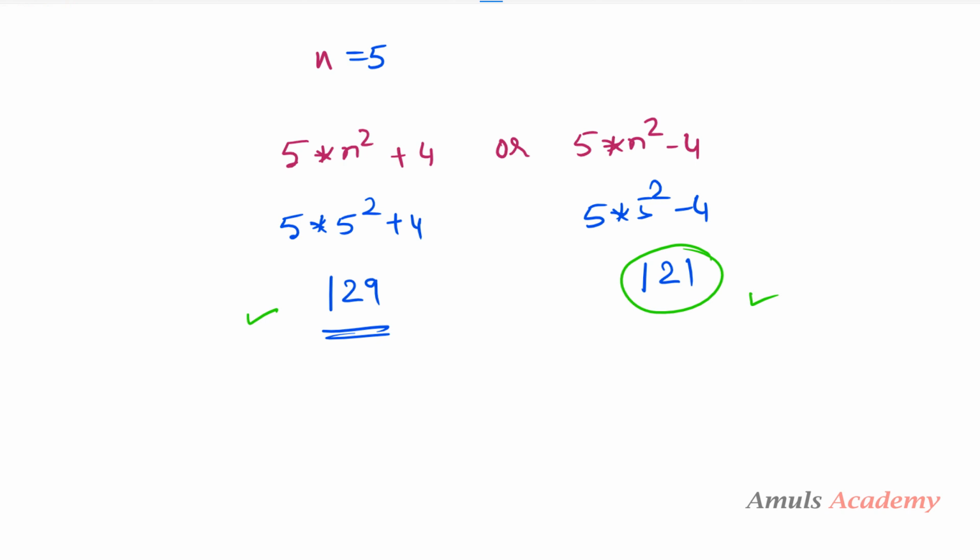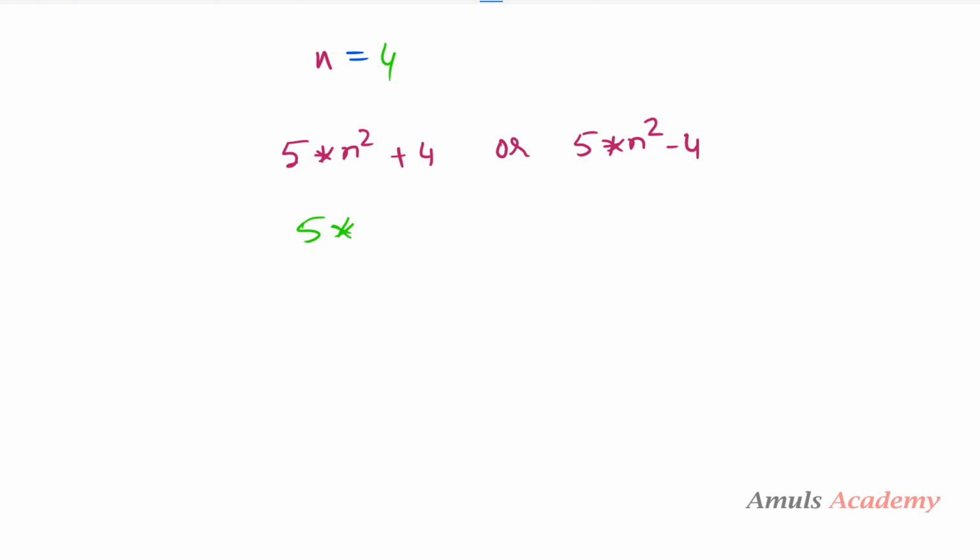So if I take n as 4, then 5 multiply 4 square plus 4, and 5 multiply 4 square minus 4. 4 square is 16. 16 into 5 is 80. 80 plus 4 is 84, and 80 minus 4 is 76. Both of these results are not perfect squares, right? 84 is not a square number, and 76 is not a square number. So 4 is not a Fibonacci number. So this is another property of Fibonacci numbers, and today we are using this property to check whether the entered number is Fibonacci or not. So let's write the program now.